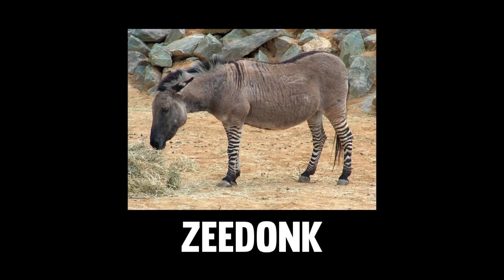So this is a Z-donk. A Z-donk is just a mixture of a donkey and a zebra. Now Z-donks can't have children, but we're going to assume that Z-donks can have children just so that I get to use the Z-donks in my examples.